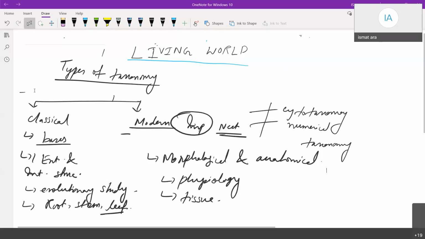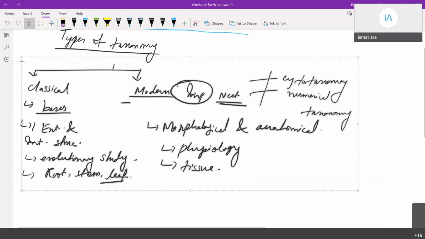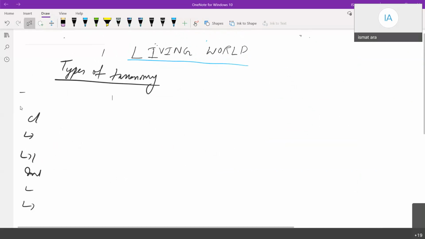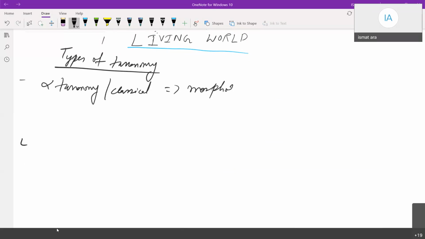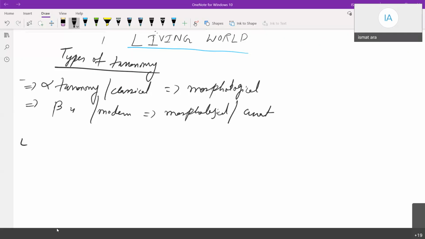Some more types of taxonomy, students. That is alpha, beta, and omega. Alpha taxonomy is also called classical taxonomy. These types of taxonomy basically only deal with the morphological features. That's it. Okay? Alpha taxonomy. Next is beta taxonomy. It is also called modern taxonomy. They are dealing with morphological as well as anatomical features.